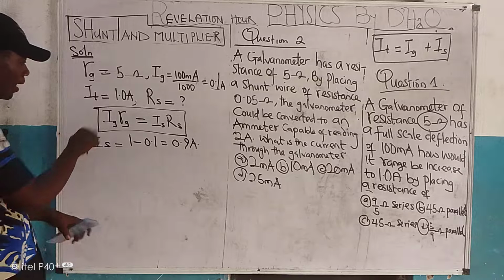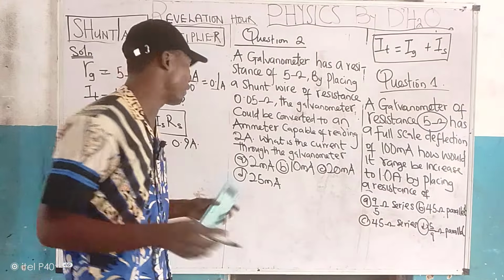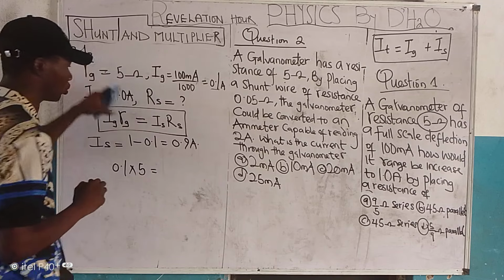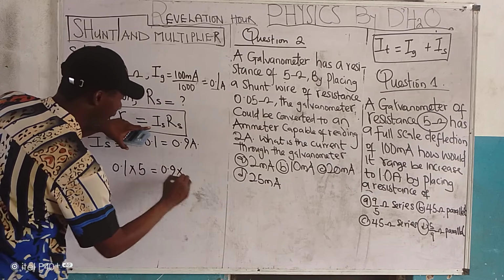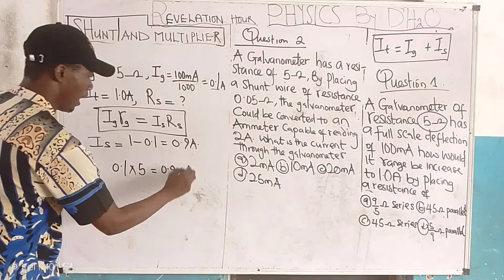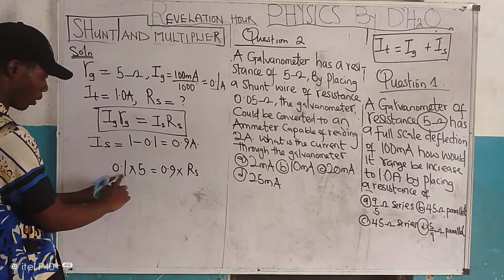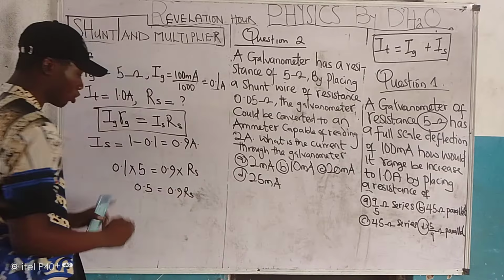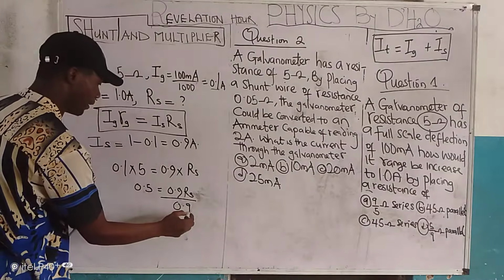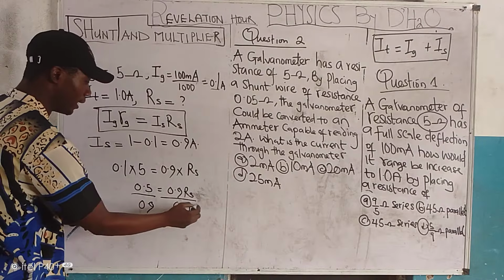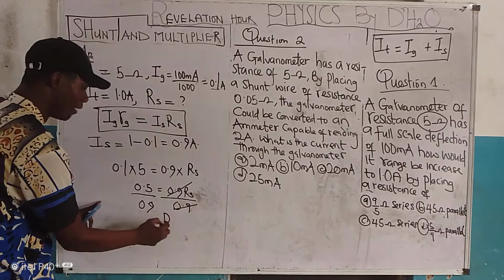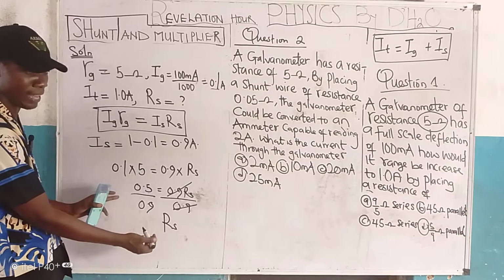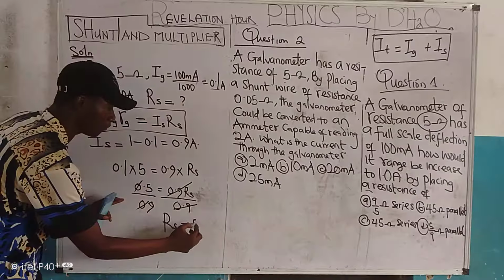Then this formula becomes very important for us to use. What do we need to do? Ig is the current in the galvanometer, which is 0.1. The resistance of the galvanometer is what? 5. Equals Is, which is 0.9, times the resistance of the shunt, which is Rs. That's very easy. 0.1 times 5, 0.5 equals 0.9 Rs. So what do we do? Divide both sides by 0.9. This cancels this, so that Rs, which is the resistance of the shunt, is 0.5 over 0.9. You can cancel the zeros, so you are left with 5 over 9 ohms.